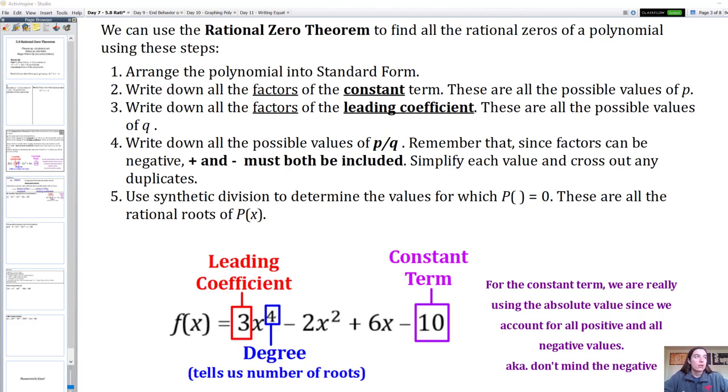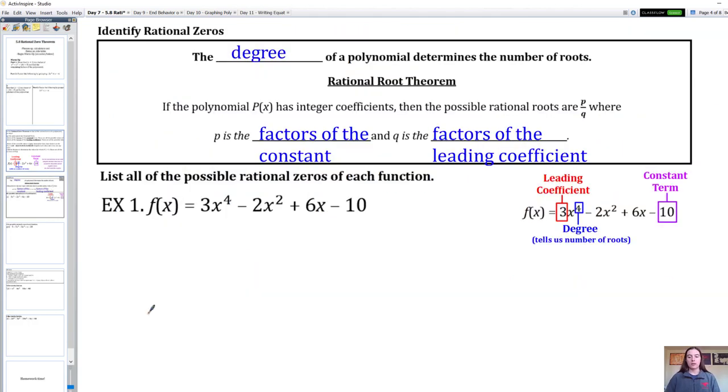So if we had a constant of 10 and a leading coefficient of 3, one of those factors of 10 is 5. One of the factors of 3 is 3. We could do 5 over 3, or we could do negative 5 over 3. We're going to include both of those values. Then we're going to use synthetic division to determine the values for which this polynomial comes out to be 0. These are all of the rational roots. So what we're doing right now is figuring out a list of possible roots, then we'll figure out what the actual roots are, because not all of them will work.